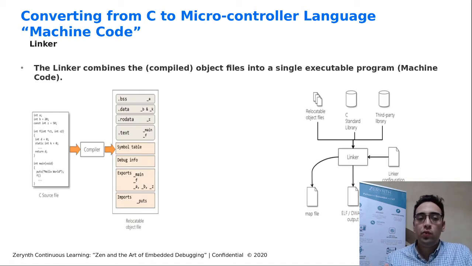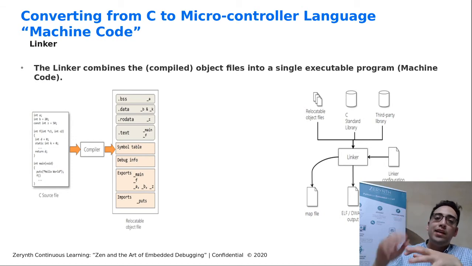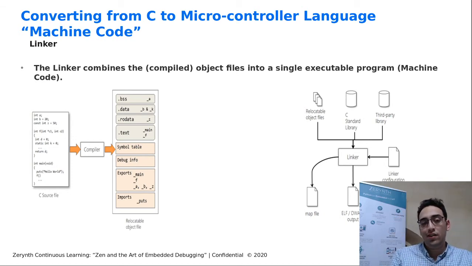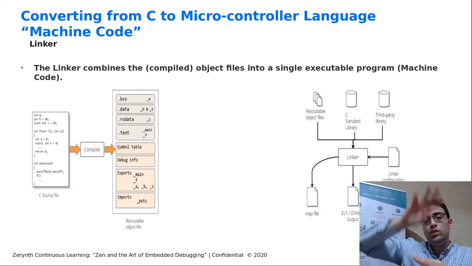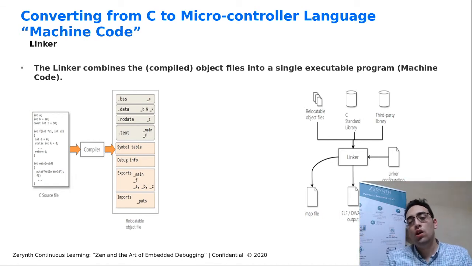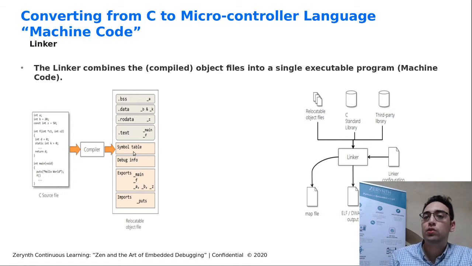Then the linker will take these object codes that have been produced by the compiler and produce the machine code. So the linker, as we can see, will take many files. We're not going into the details of the outputs of the compilation process and the outputs of the linker, and how the linker does that.